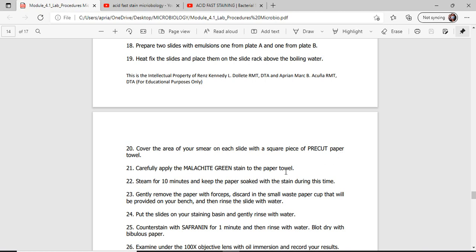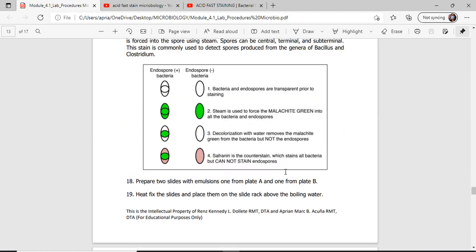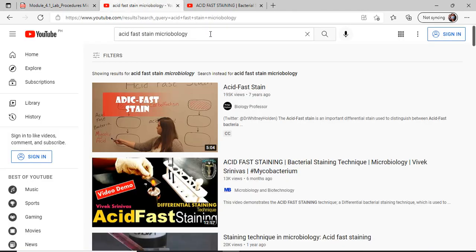During adverse environmental conditions, like nutrition depletion, the bacteria will produce the endospore within the bacterial cell. This endospore is a multi-layered structure which protects the genetic material inside the core. The spore stain procedure.